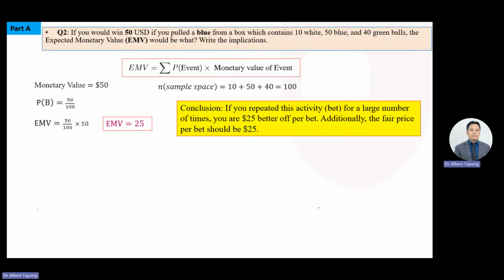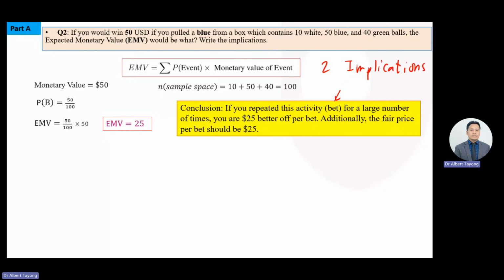And this is the meaning of this, the implications. There are two implications actually when you talk about expected monetary value. The first implication is, what is the average amount you're going to get if you're going to repeat this activity, this game or this bet, for a large number of times?